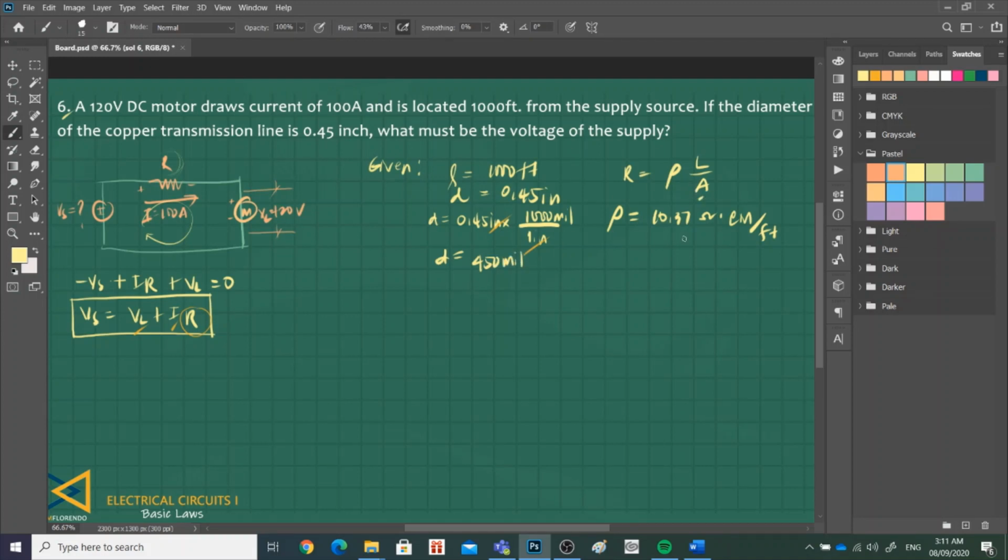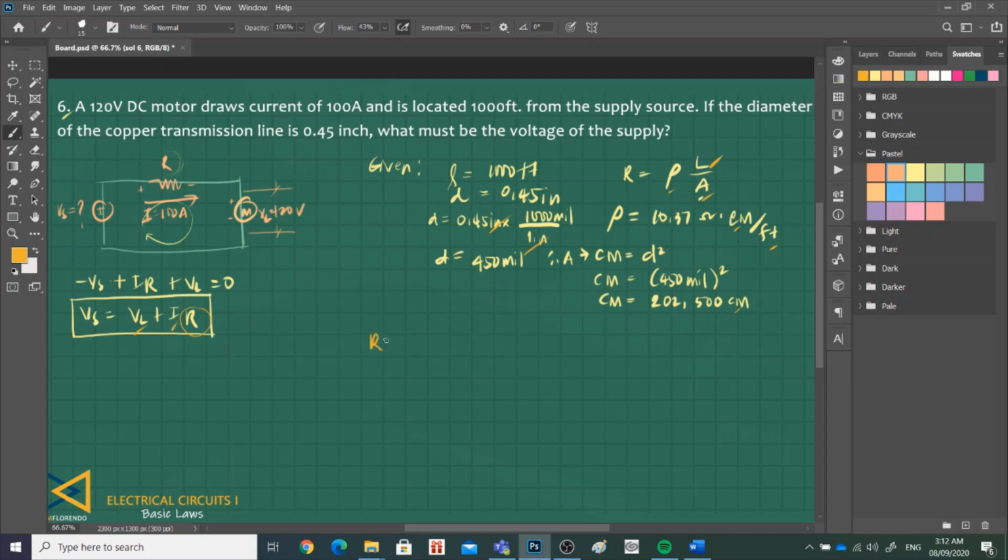Kailangan natin area. So, therefore, circular mil area is D square. D square is 450 mil squared. Therefore, area is equal to 202,500 circular mil. Okay, kompleto na. Meron na tayong length. Length is in feet, yes, kasi resistivity is per feet. Area is in terms of circular mil. So, makakansel na yan, and given na yung resistivity.